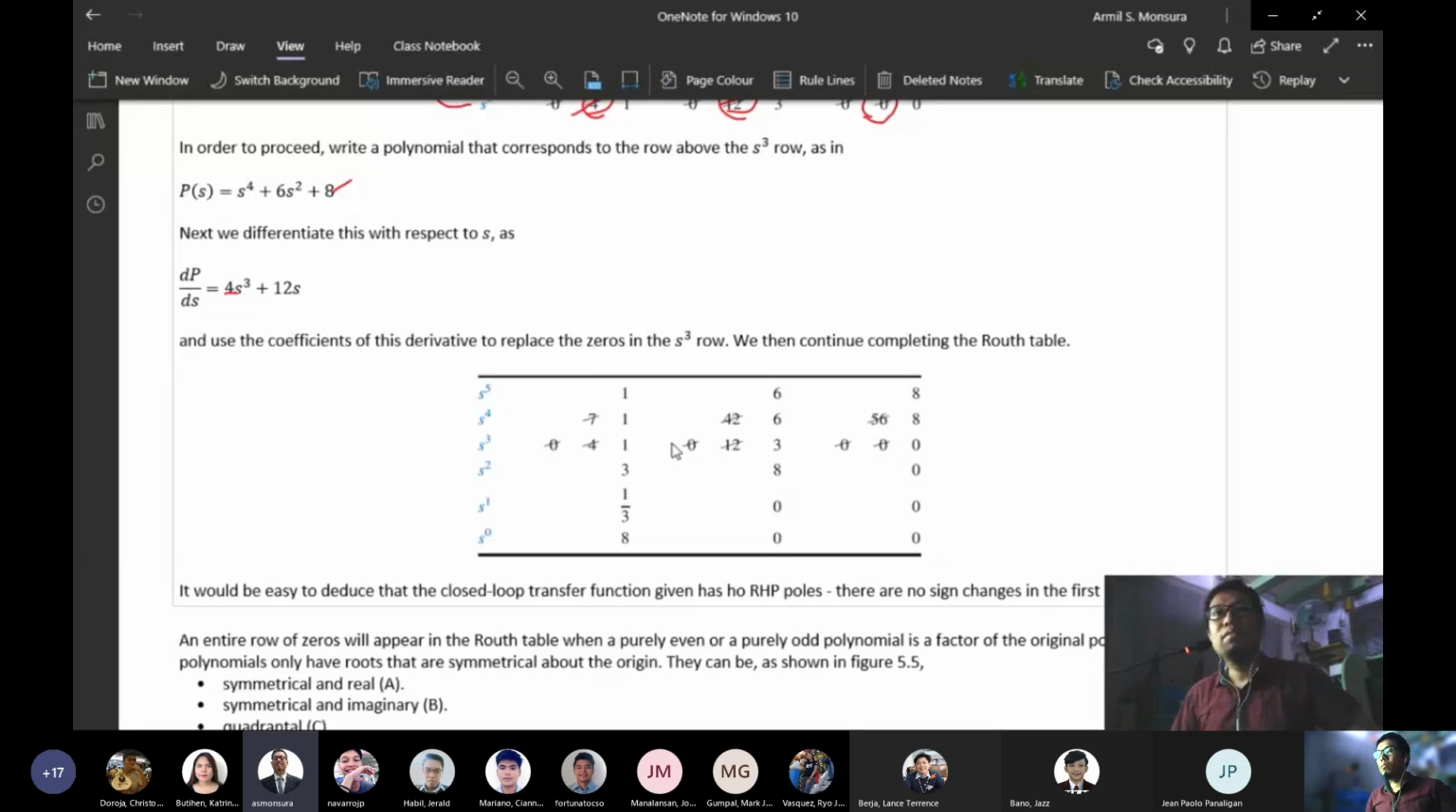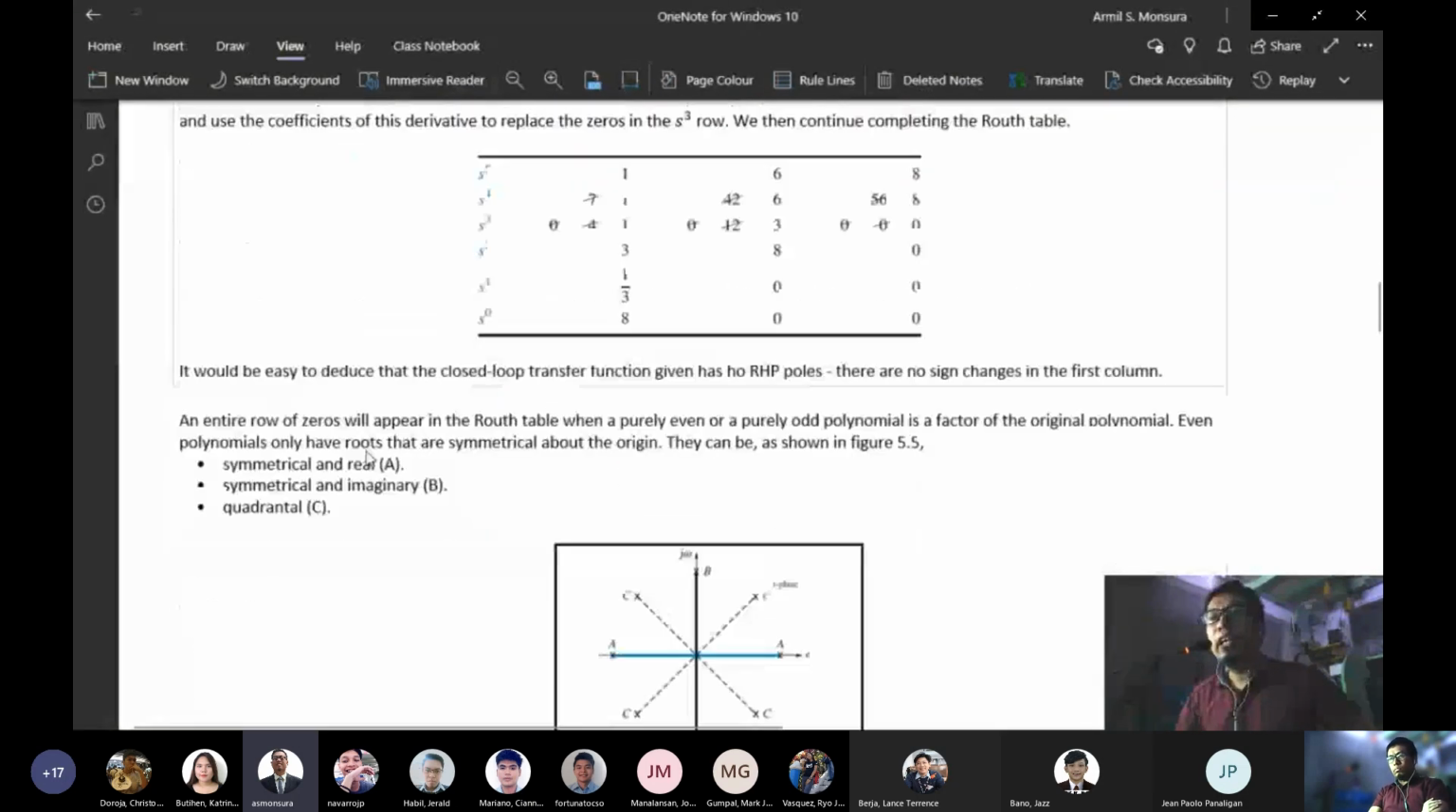Okay. So now, that's how we complete the route table of the case where you have an entire row of 0. Okay. So paano natin siya i-interpret ngayon? Ganito. An entire row of zeros will appear in the route table when a purely even or a purely odd polynomial is a factor of the original polynomial.